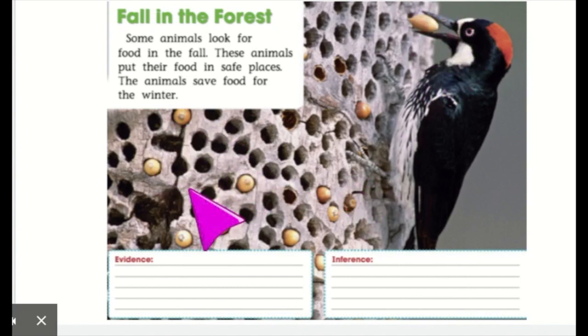So I'm using lots of clues, lots of evidence to figure out what this bird is doing. The author didn't tell us at all that this bird was saving these nuts for the winter. We made that conclusion by ourselves by reading the words and by looking at the picture. That was a really great guess, a really good inference that we made today.